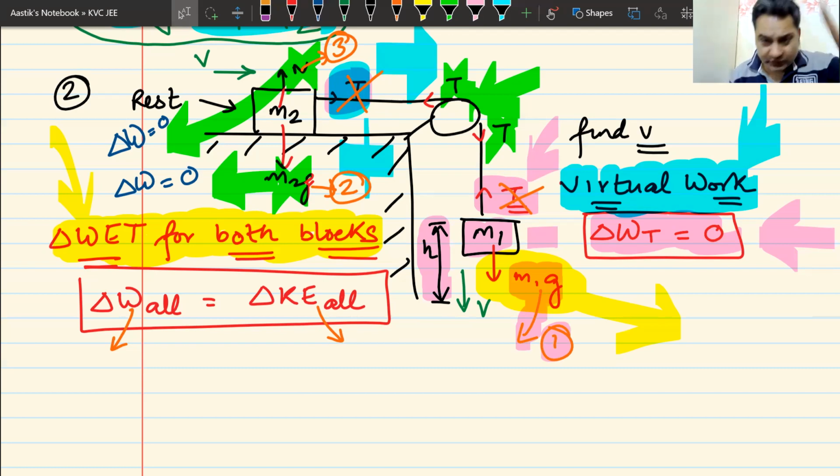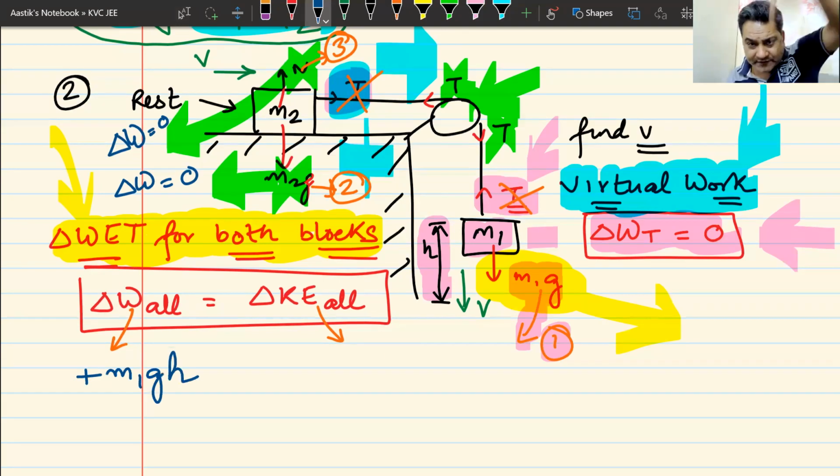Work done by all forces: there's only one force working. That is weight, M1G. M1G is downwards, and the block moves by H downwards. So what is the work done by this force, M1G? That would be simply equal to M1G multiplied by H, and it would be positive because M1G is downwards and the displacement is also downwards. So the work done is M1GH. That is the only work done because that is the only force which is doing any work.